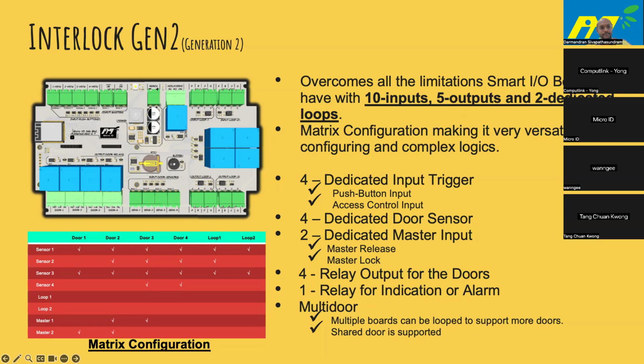The 10 inputs have been divided as 4 dedicated input triggers for push button inputs or access control inputs, 4 dedicated door sensors for the door sensor inputs, and 2 dedicated master inputs, which can be configured as either master release or master lock. There are 4 relay outputs for the doors, and 1 relay for indication or alarm. The indication is for the light indication. The multi-door is the same concept as the IO board's multi-door communication.